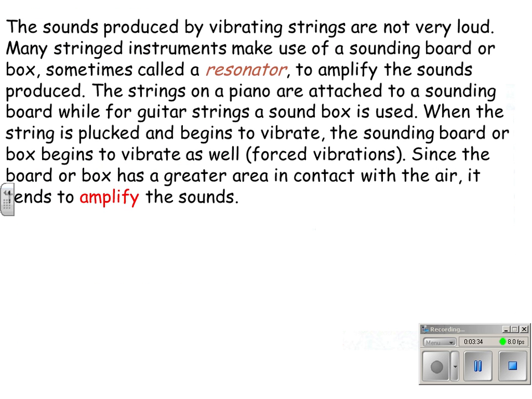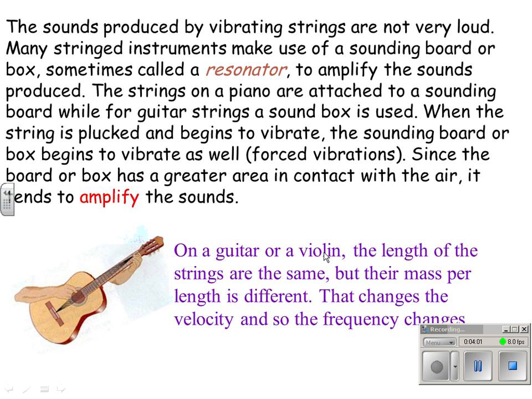Sounds made by vibrating strings are not very loud, so a lot of stringed instruments use resonators. This is a vocabulary word that you need to have. A resonator amplifies sound by creating a greater area of contact with the air. On a guitar or violin, the length of the strings are the same, but their mass per length is different. That changes the velocity, so the frequency also changes. Remember, frequency and velocity are related by wavelength because v equals f lambda.